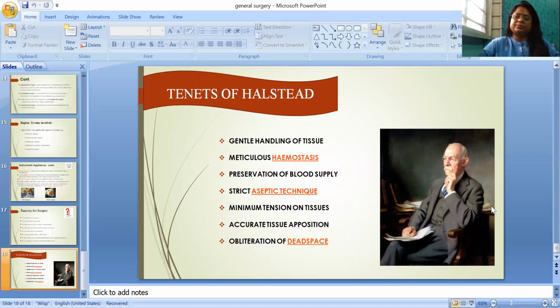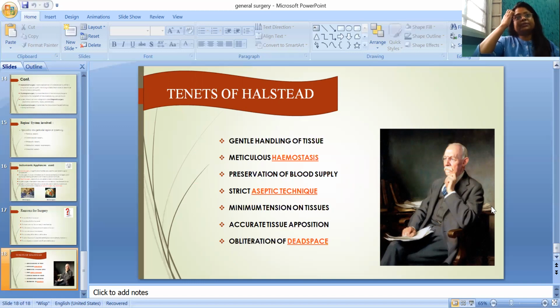And then gentle handling of tissue. Gentle handling of tissue means, yes, I want to share something.